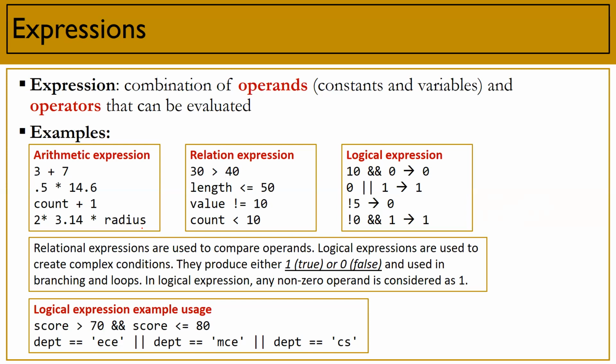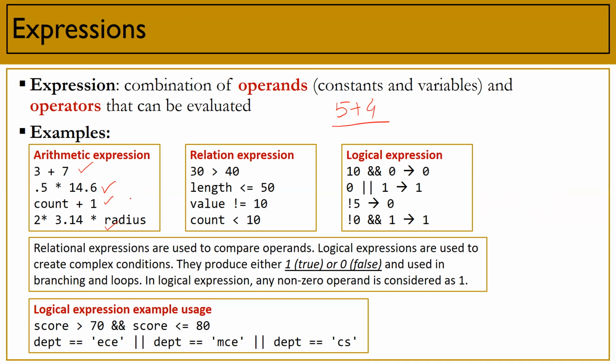So now let's talk about expressions. Expressions are a combination of operands, which is data, and the data could be constants and variables, and the operators, which can be evaluated. For example, an expression could be 5 plus 4. This is an arithmetic expression where you are adding 5 and 4. Examples of arithmetic expressions are 3 plus 7, 0.5 times 14.6, and 2 times 3.14 times radius. These are all valid expressions.